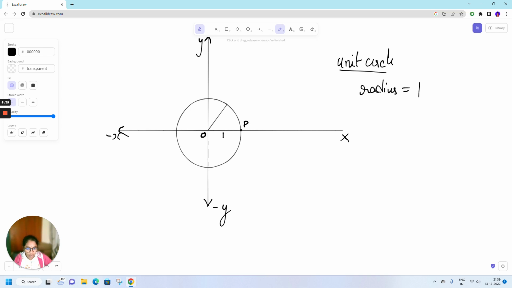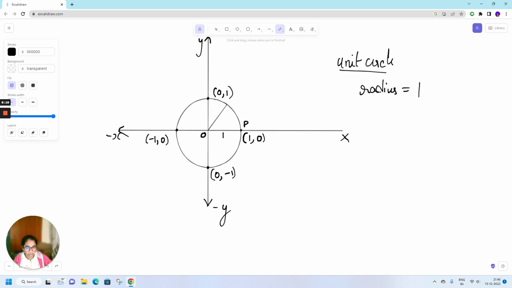If I have to write the coordinate points at P, what would it be? The distance from the origin to the point P is 1, and the y value is 0, so it is 1, 0. Over here the coordinate points would be 0, 1. And over here the radius would be negative 1, so I would get minus 1, 0. And over here the coordinate points would be 0, minus 1.